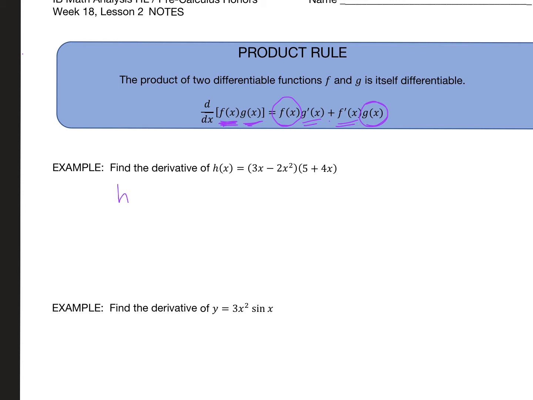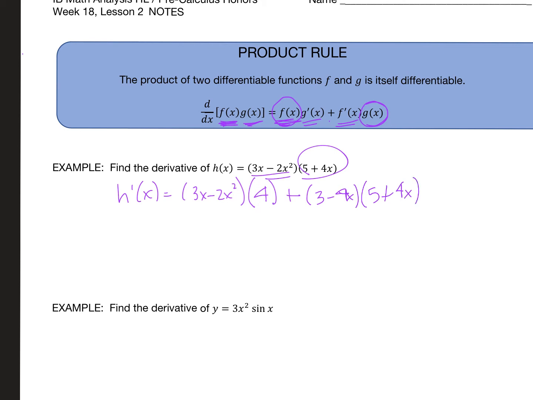All right, so in order to take the derivative of h, I'm going to take the first function, 3x minus 2x squared, unchanged, right? Unchanged, times the derivative of the second, plus, and then I do it opposite. Then I do the derivative of the first, 3 minus 4x, times the second, 5 plus 4x. Okay, so I need to clean this up a little bit. Which means here I'm going to distribute and here I'm going to FOIL.